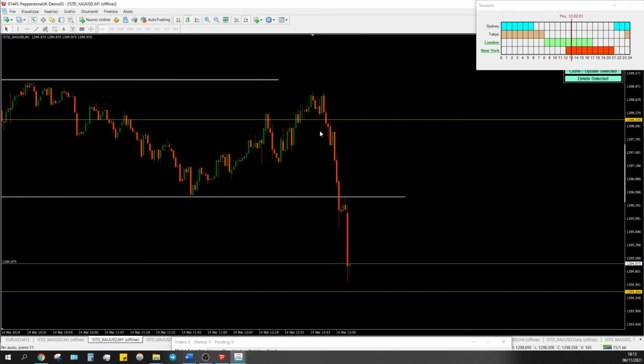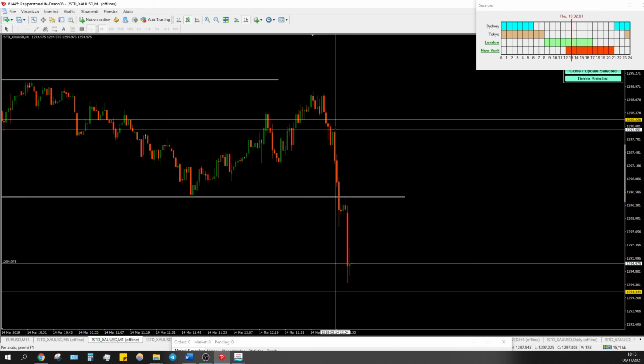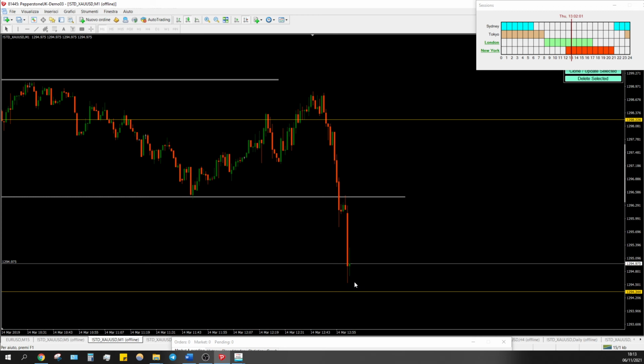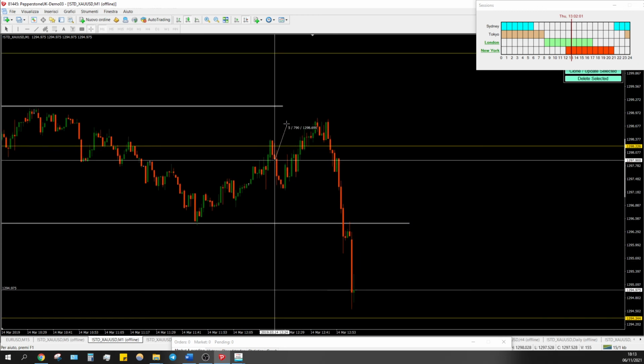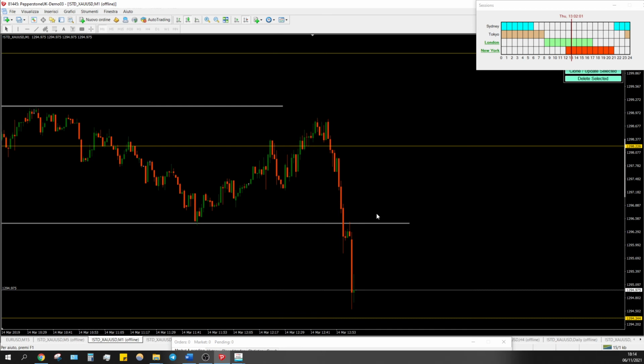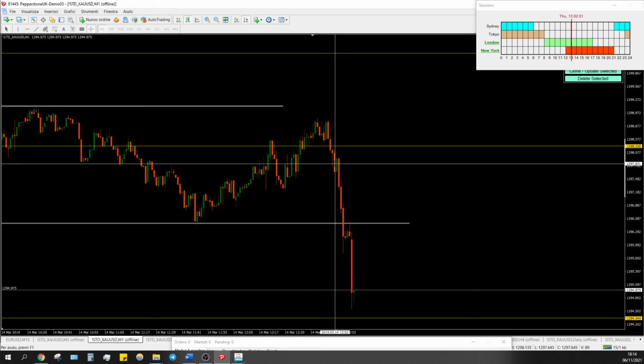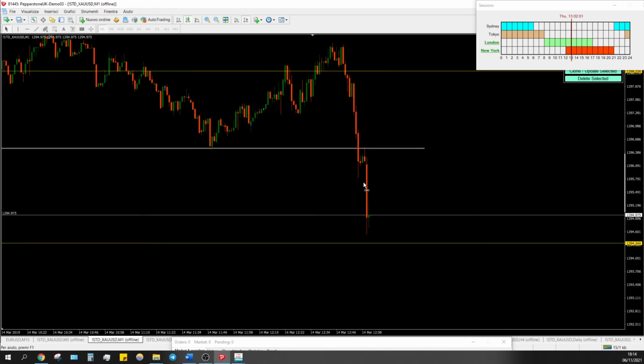Jesus, this one was a nice entry. This one was a nice entry. Damn it. And this one as well. 10 pips. No, 10 pips would have been stopped out. Yeah. So this choice was right. But I should have entered here. Why didn't I enter?